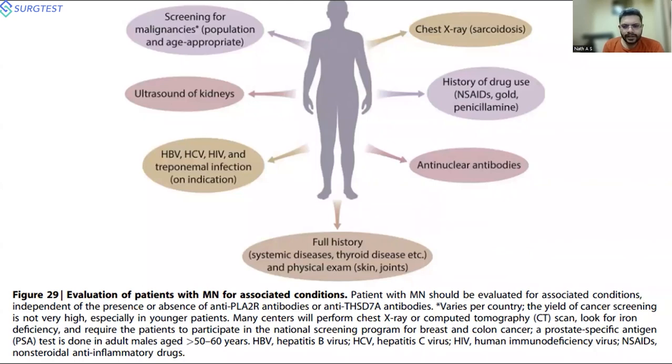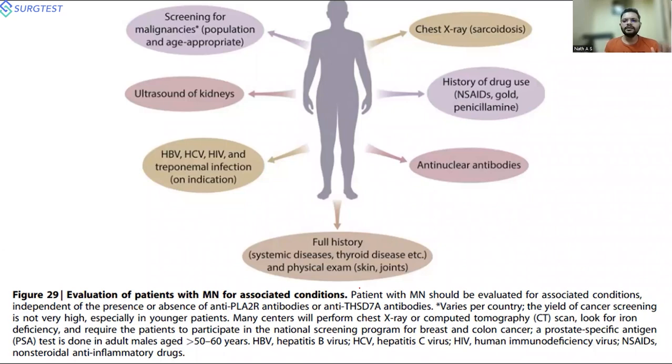So I want to draw your attention to the footnote. Okay, just see the footnote. Figure 29, evaluation of patient with MN for associated condition. Patients with MN should be evaluated for associated conditions independent of the presence or absence of antibody, either PLA2R or THSD7A, thrombospondin. You have to assess them for secondaries. This is what we do for any patient who comes with membranous nephropathy.